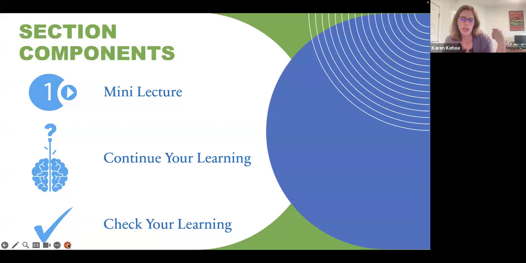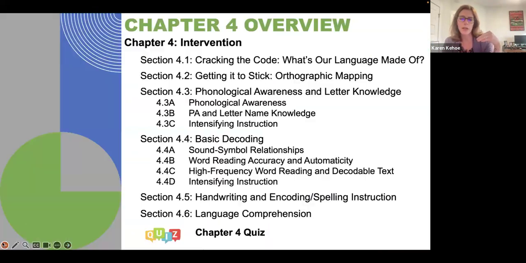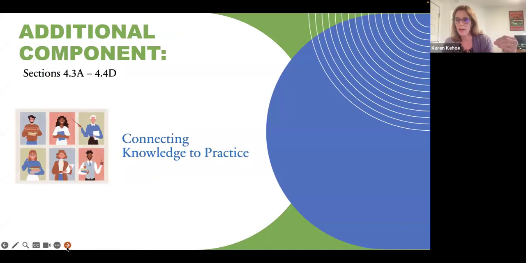And then on chapter 4, there's an additional component for some of the sections. So these sections that are really practical. So cracking the code and orthographic mapping, those first 2 sections are kind of like, why does all this stuff matter? Why are we going to do all this stuff? And then in PA and letter knowledge and in basic decoding, those are the 2 sections that she really gets into practical application. And so we added this component, which is called connecting knowledge to practice.